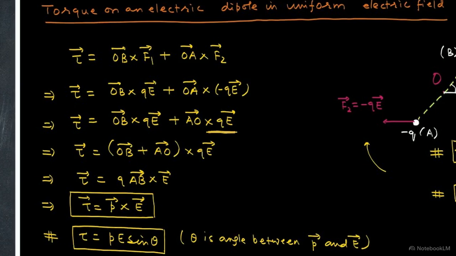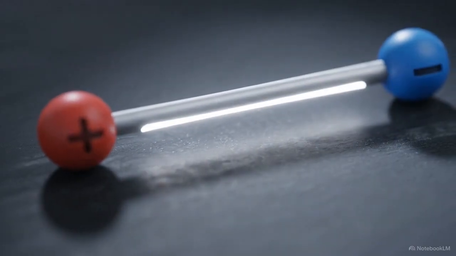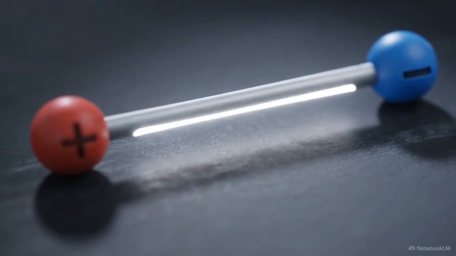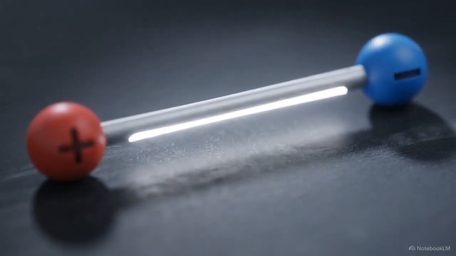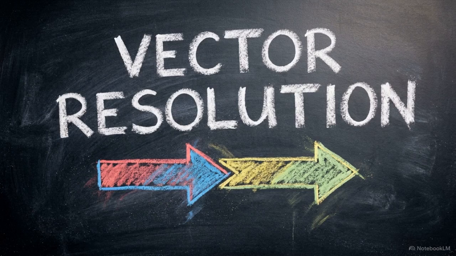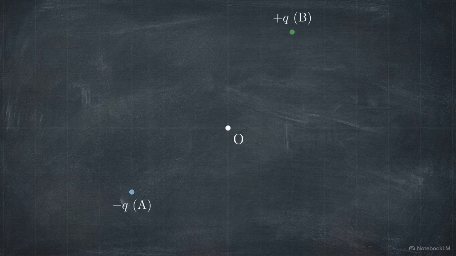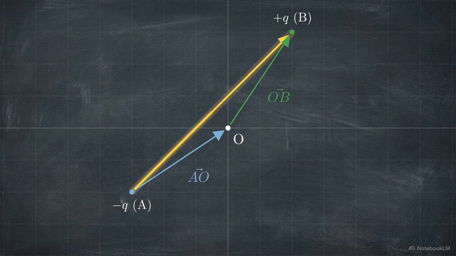Both terms now share a common vector factor of QE. Factoring this out isolates the addition of the position vectors inside the parentheses. This manipulation shifts the focus from the individual charges to the internal geometry of the dipole structure itself. We are left to resolve the geometric sum of the two position vectors, AO plus OB. Using tip-to-tail addition within the coordinate system, we can trace the path from point A to O, and then from O to B. The result of this addition is a single displacement vector, AB, which spans the total distance from the negative charge to the positive charge.